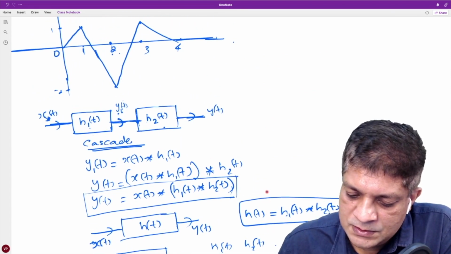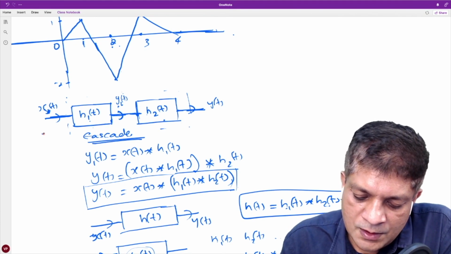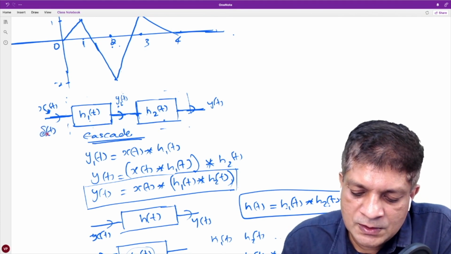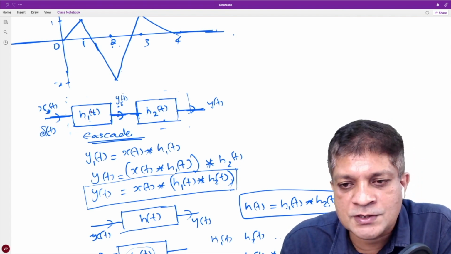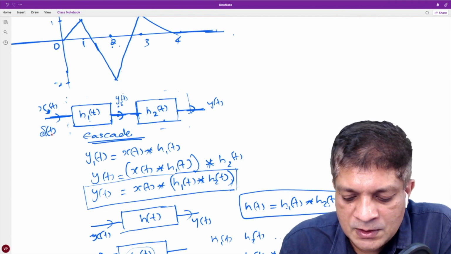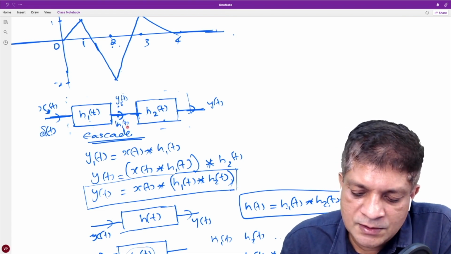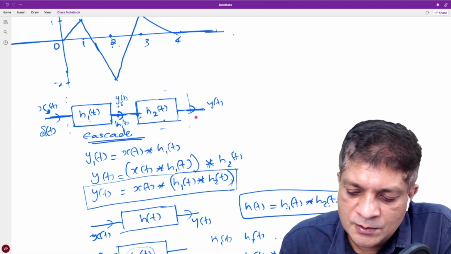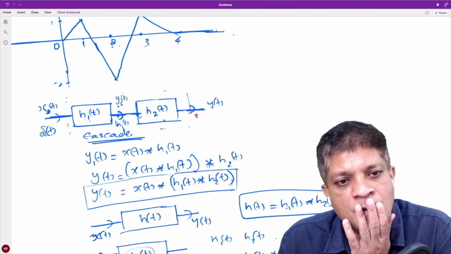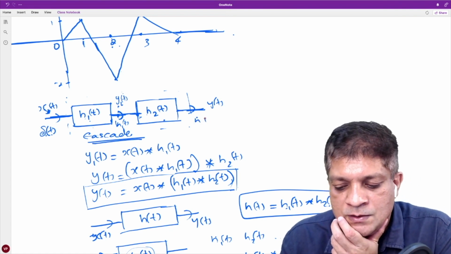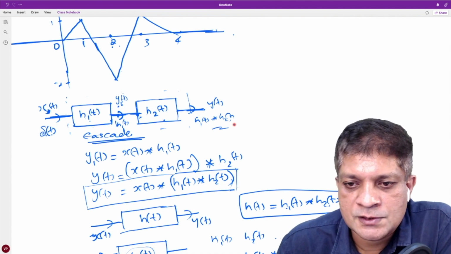And you can easily verify this also. What is the cascade impulse response of a system? You give delta(t) as the input. The first system has impulse response h1(t), which means that if you give delta(t) as the input, the output is h1(t). Now h1(t) is given as the input to the second system. So what will be the output? It is h1 convolved with h2, isn't it?